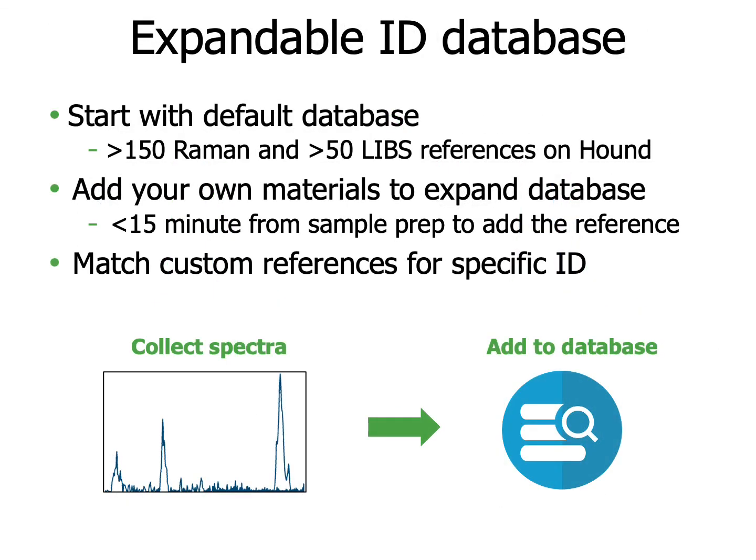So this database is expandable. You can add your own. It starts with about 200 reference spectra. You can add your own based on what is most relevant to you, whether that's an API particle or a different polymorph or contaminant options. It's about 15 minutes to add a sample directly to the database. And then it's there specific to your lab and specific to your application for whenever you need it again.